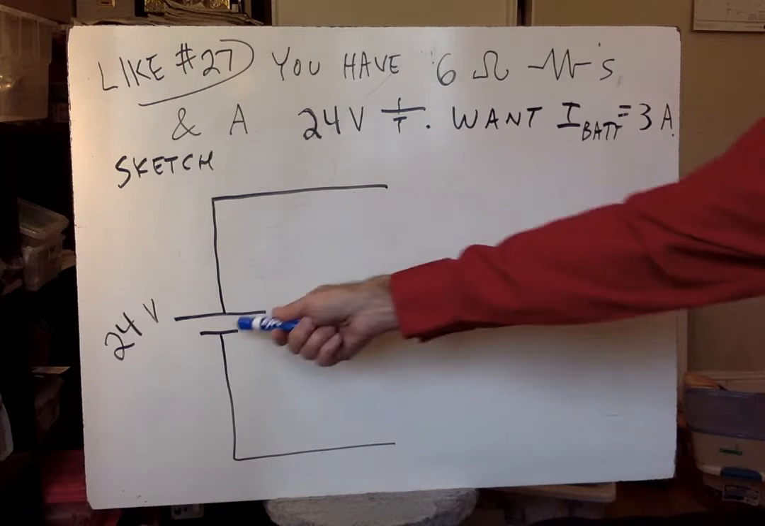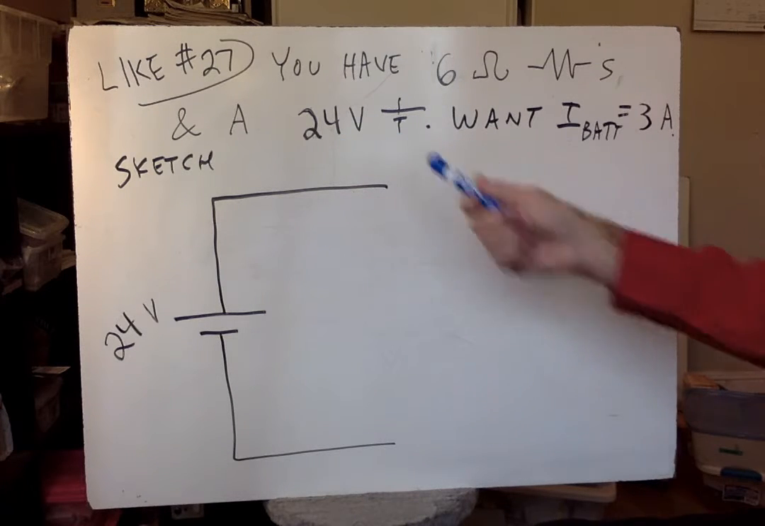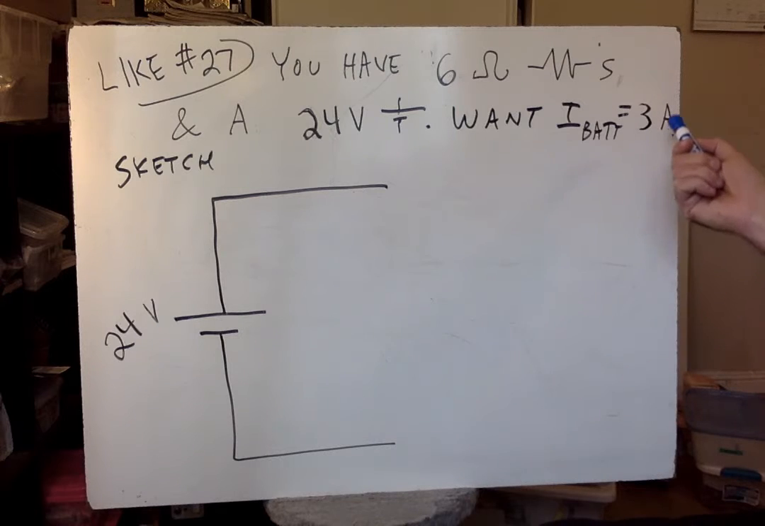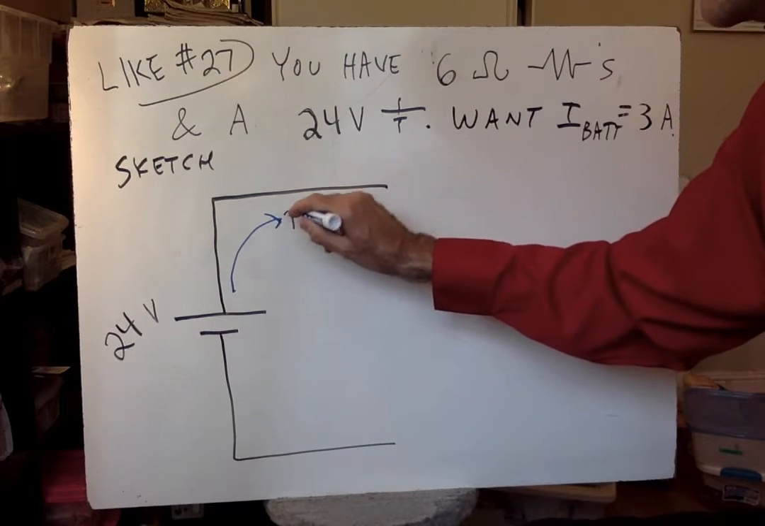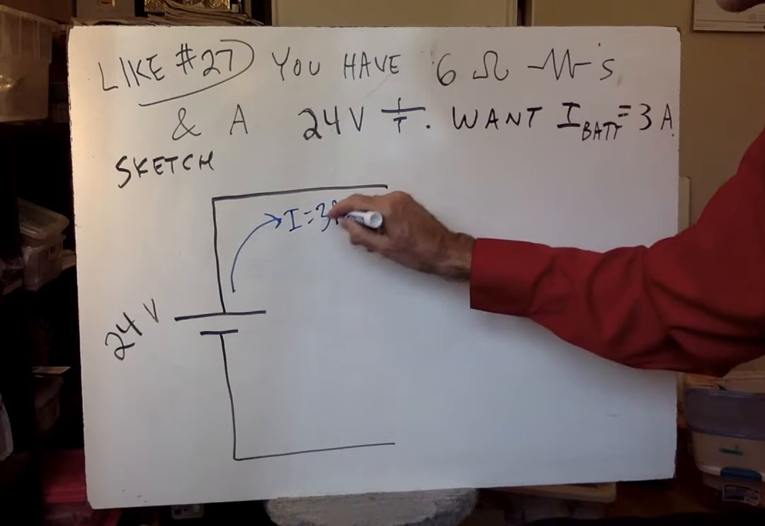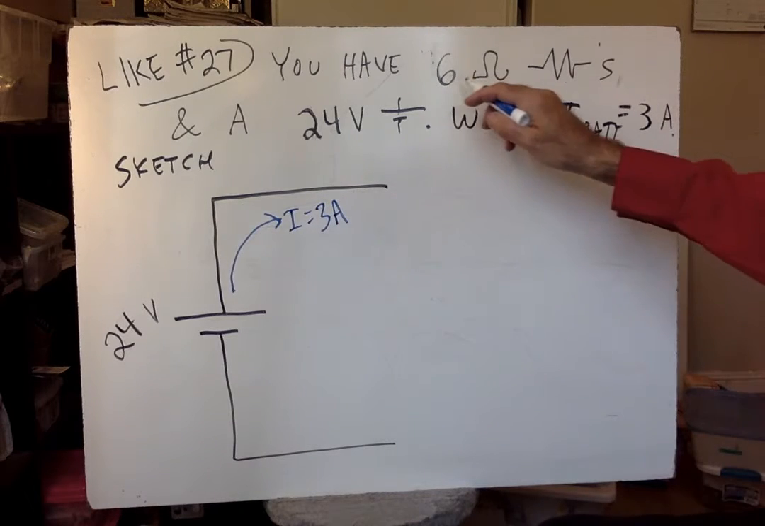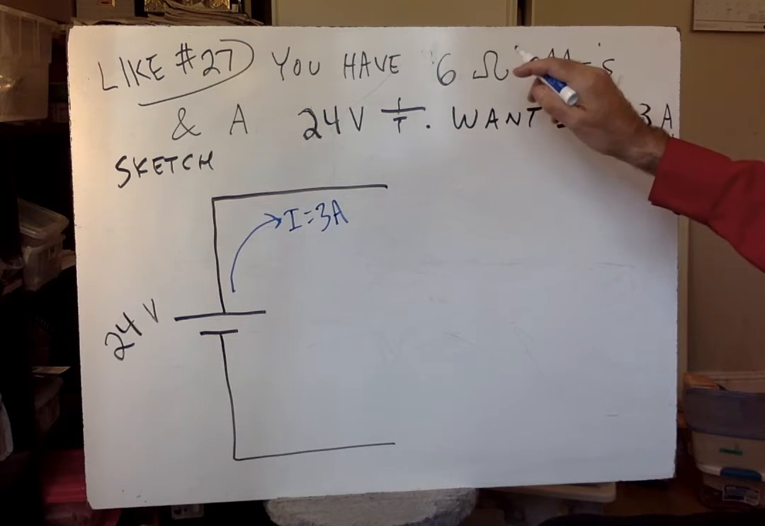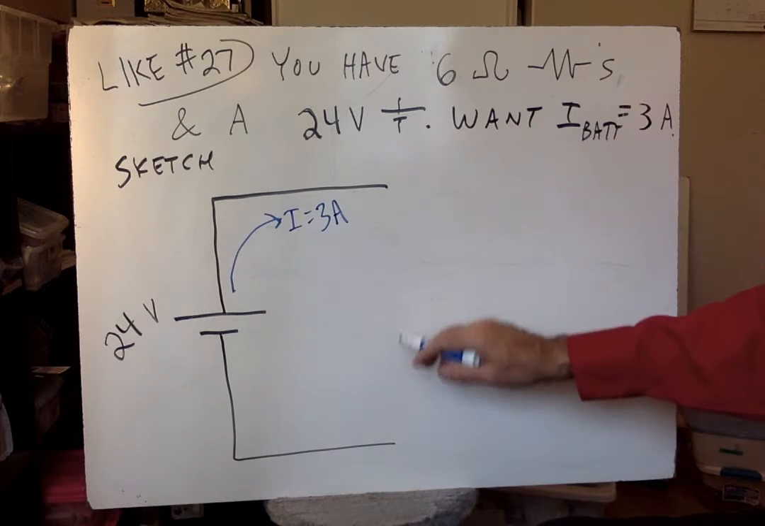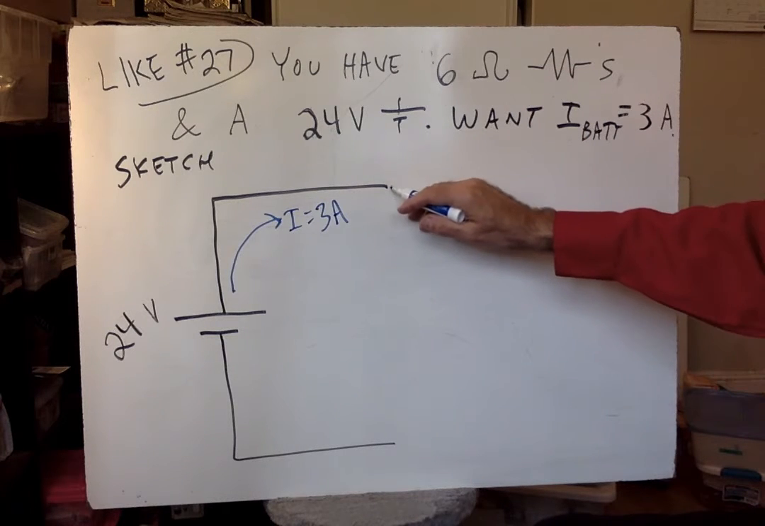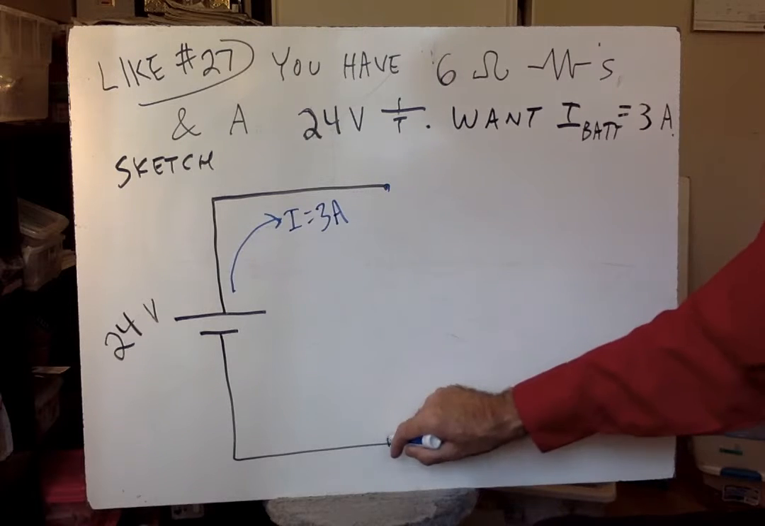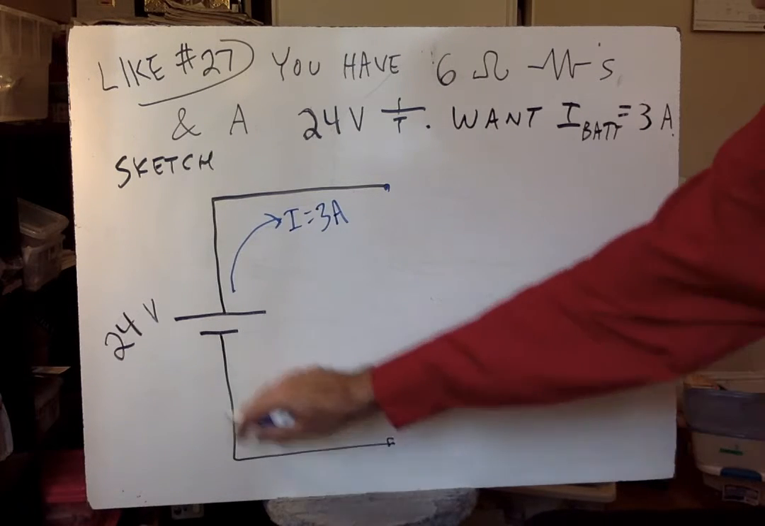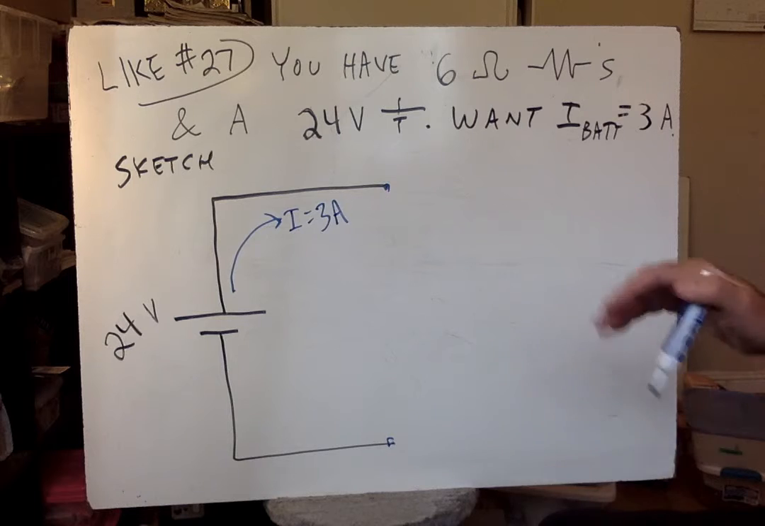So let's look at this 24-volt battery. We want the current out of that battery to be 3 amps. So let's write that on here right now. That's what we want: I equals 3 amps. And then every resistor we have is 6 ohms. We have to make some arrangement where, when we put it here, this will be true, that we have 3 amps going into that arrangement. And between here and here, you'll have a voltage drop of 24 because that's what's on the battery. So these are our 2 requirements.